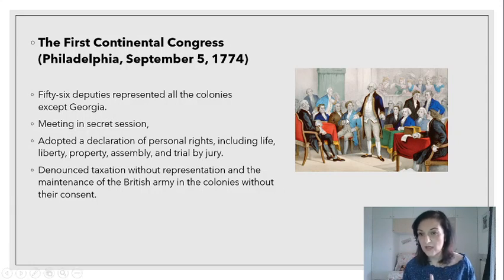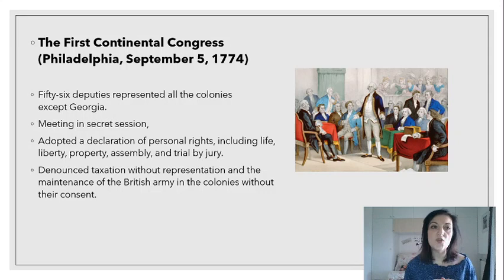You can see a kind of painting here with George Washington in the middle of it. What happened? What was this First Continental Congress? A congress was a body, okay, a group of people, and it included 56 deputies, okay, deputati, which represented all the British colonies in America except Georgia in the south, okay. These 56 deputies met in a secret session. So the session was secret.